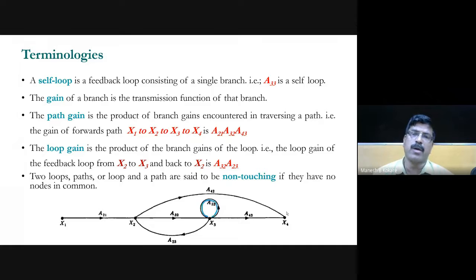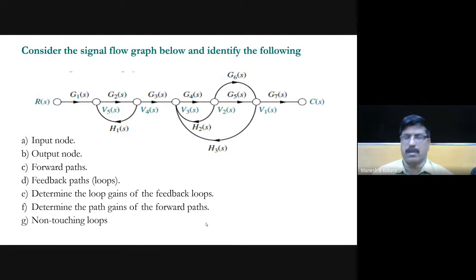Okay. Now, this is basically a self loop, and then this one forward path is touching that one. Then this is a loop, one loop, which is also touching that one. Now consider the signal flow graph and identify the following.